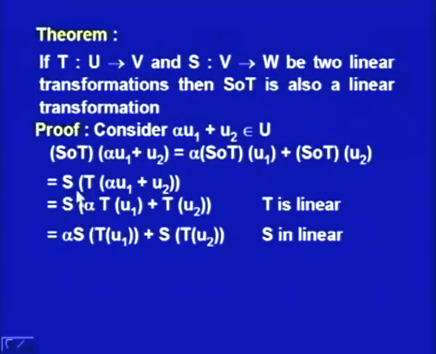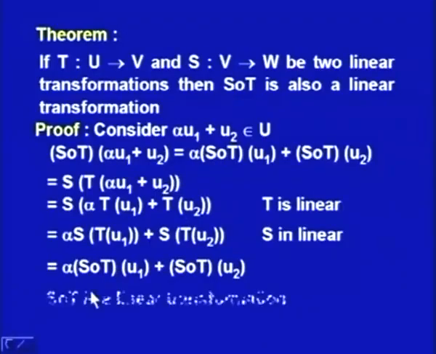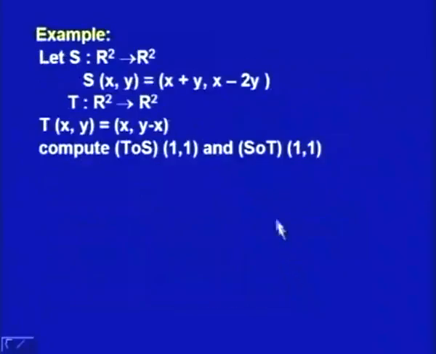So, applying this linear transformation twice, once for T, next time for S, we get left hand side equal to right hand side, and that proves the result that S composite T is a linear transformation. So, given two linear transformations, their composite is also a linear transformation. Now, let us see what we mean by composite transformation with the help of an example.